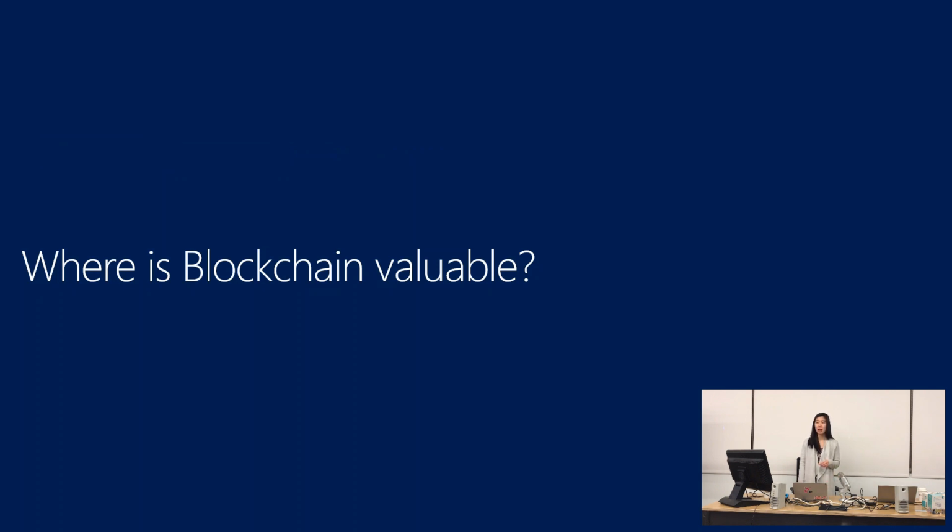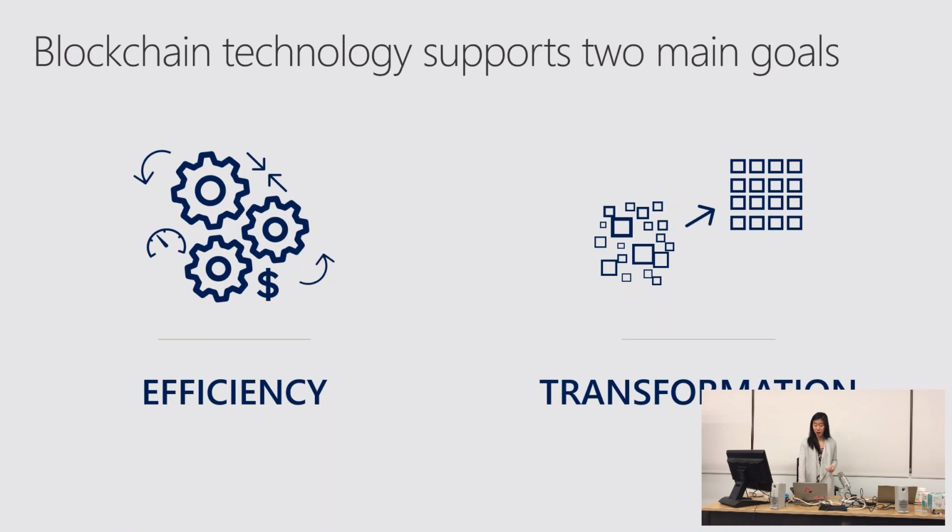Now I'm going to dive a little deeper into where blockchain can provide a lot of value. When you think about blockchain technology, there are a few main goals it supports. One is efficiency. There are a lot of processes that are really inefficient, with cost involved when you have manual verification of certain things, when you want to increase speed, or when you want real-time settlement. Blockchain can really assist with that.